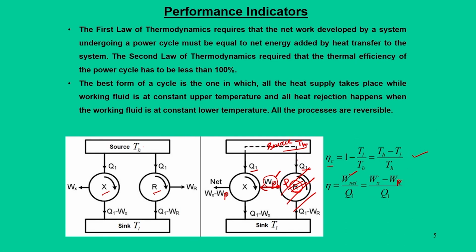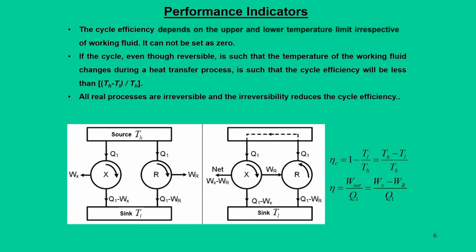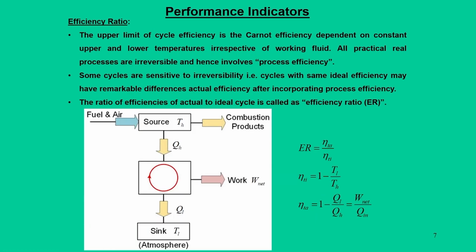So, what it is trying to say is that not all engines are reversible. For any irreversible engine, the efficiency will always be less than the Carnot efficiency. This is in the same concept. The basic summary that we get out of this exercise is that all real processes are irreversible and this irreversibility reduces the cycle efficiency.